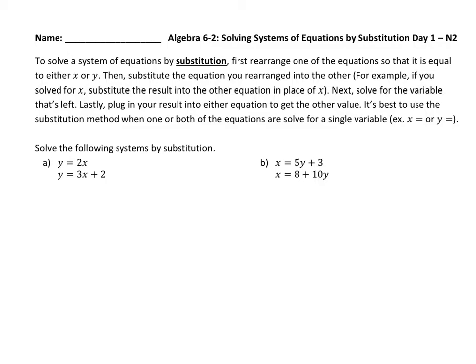To solve a system of equations by substitution, first rearrange one of the equations so that it is equal to either x or y. Then, whatever you get for that, substitute it into the other equation. For example, if you solve for x, substitute the result into the other equation in place of x. Next, you're going to solve for the variable that's left. And when you get that answer, you're going to plug your result into one of the two original equations to get the other value.